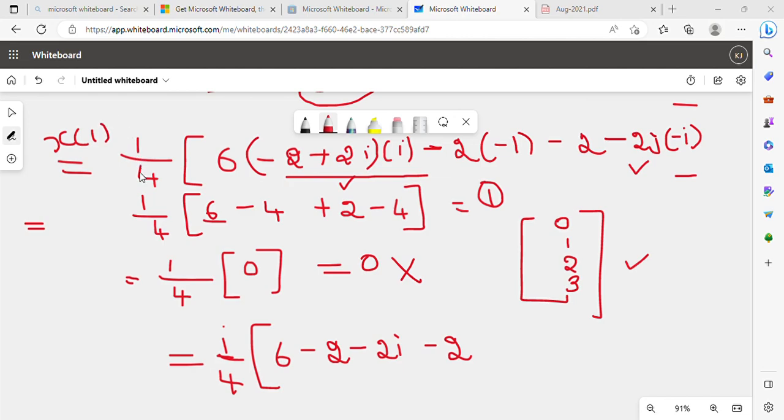So if I take minus 2 plus 2i, I'll write it over here: minus 2 plus 2i, right? I'll simplify this on the calculator now. I get 6, so it is 6 minus 2 minus 2i. It is minus 2 plus 2i. You got it?